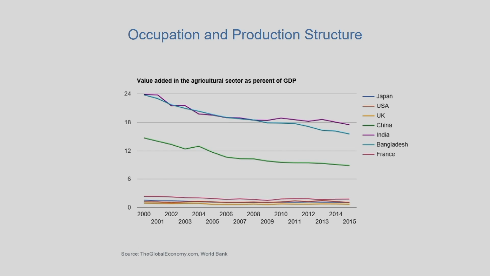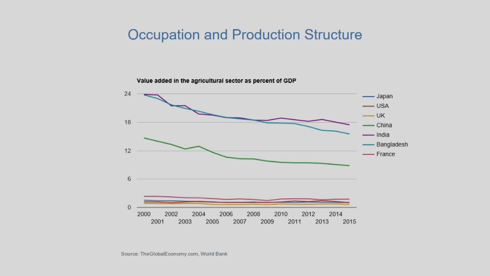The countries that I have taken in here are Japan, USA, UK, France, which would qualify as developed countries, India and Bangladesh as low income countries, and China as an upper middle income country. Now, you would see that for Japan, USA, UK, France, the value added in agriculture sector as percentage of GDP ranges within 1 to about 6%. Whereas in the case of India and Bangladesh, while declining over the period 2000 to 2015, it is still very close to 20% as of 2015.